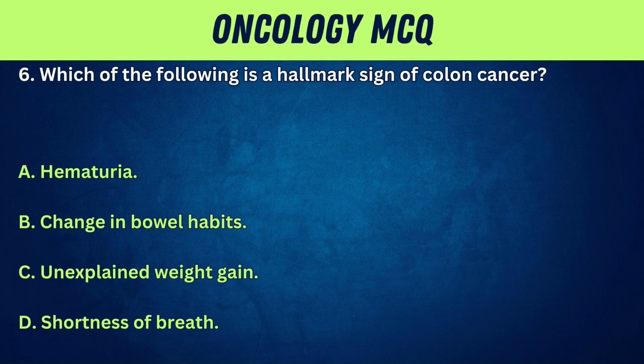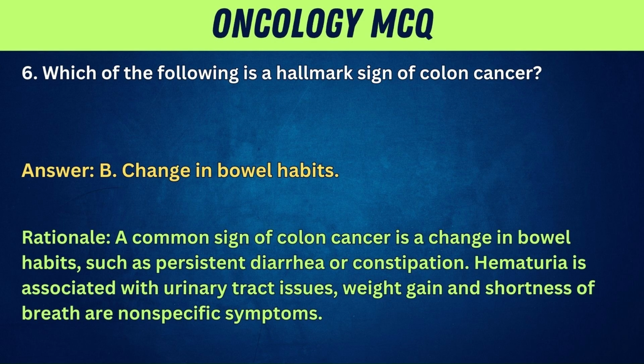6. Which of the following is a hallmark sign of colon cancer? A. Hematuria. B. Change in bowel habits. C. Unexplained weight gain. D. Shortness of breath. Answer: B. Change in bowel habits. Rationale: a common sign of colon cancer is a change in bowel habits, such as persistent diarrhea or constipation. Hematuria is associated with urinary tract issues. Weight gain and shortness of breath are nonspecific symptoms.